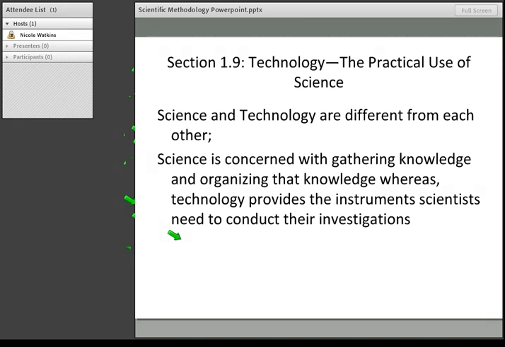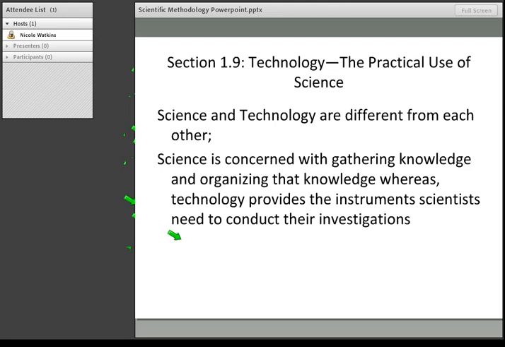Moving on to section 1.9, it goes into talking about technology. One important thing to note is technology is not science. Science and technology are different from each other. Science is concerned with gathering knowledge and organizing that knowledge, whereas technology provides the instrumentation needed to conduct investigations. And it's important that you pay attention to a lot of the scientific tools that you will be introduced to, especially during the earth science module and the astronomy module, and even module 9 with the biology.